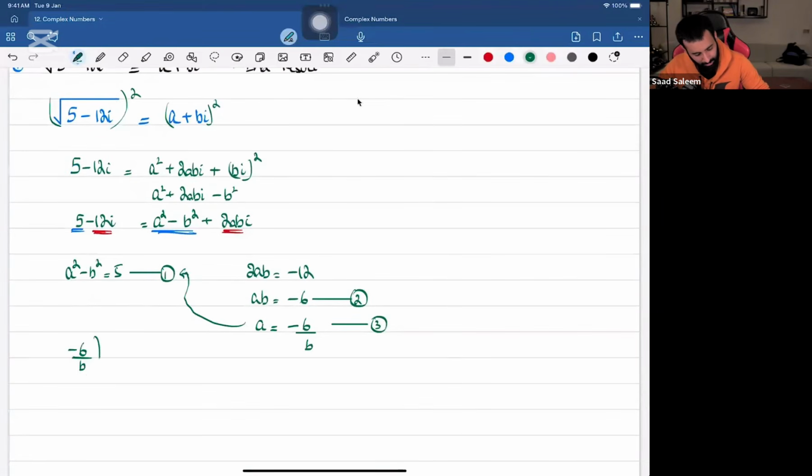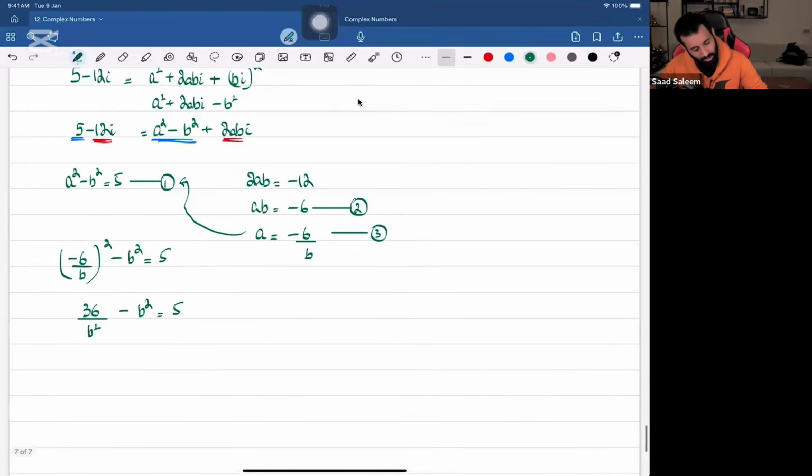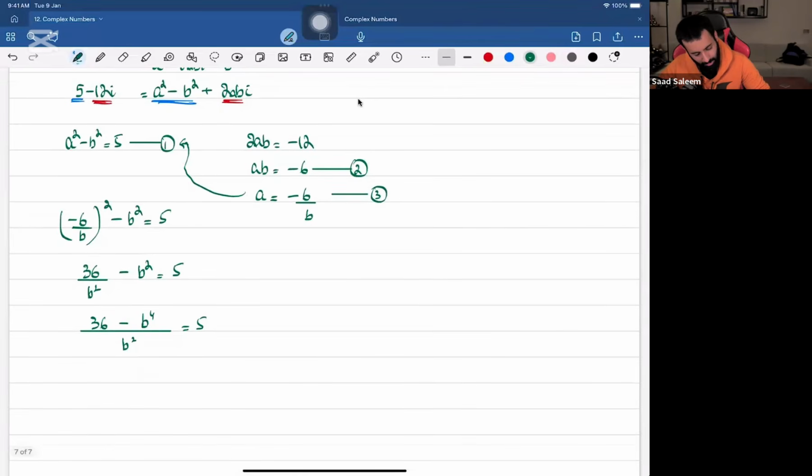So minus 6 upon b, whole square, minus b square is equal to 5. So that means 36 upon b square minus b square is equal to 5. Now let's take the LCM, which is going to be b square. So we have 36 minus b power 4 over b square. Okay, so we'll end up with a disguised quadratic equation. Keep that in mind. So we'll end up with 36 minus b power 4, which is equal to 5b squared.